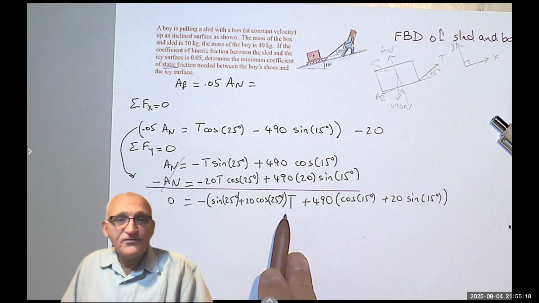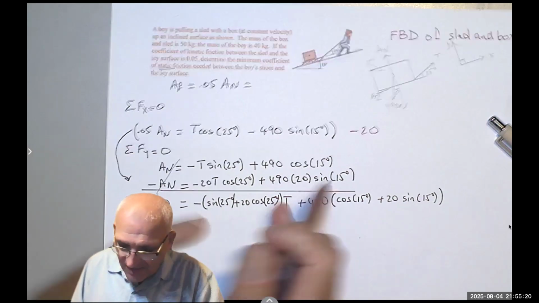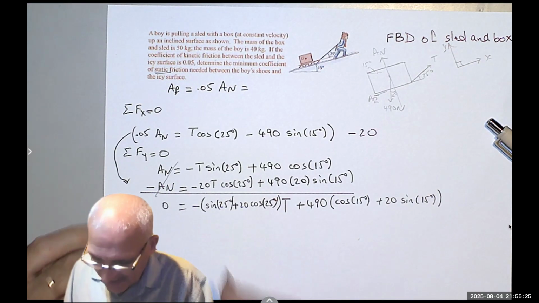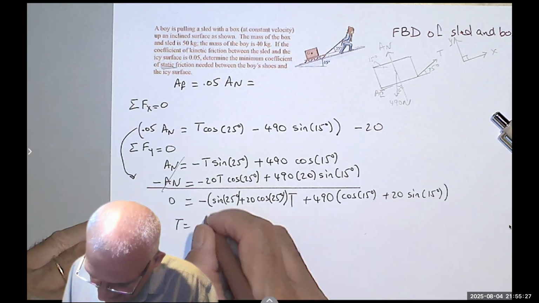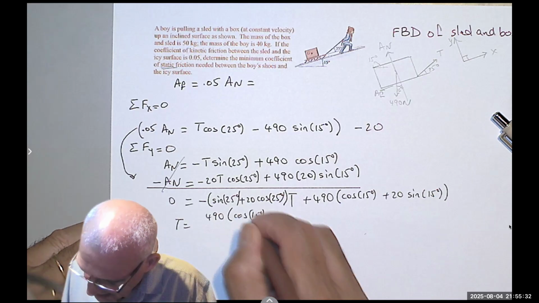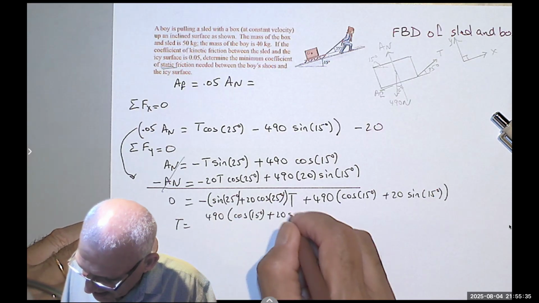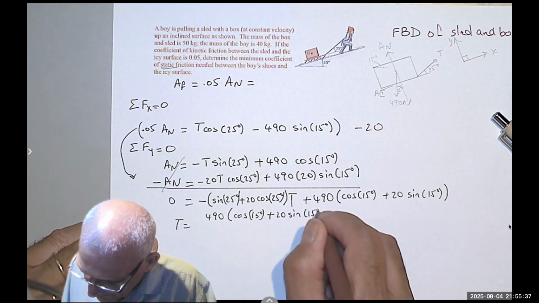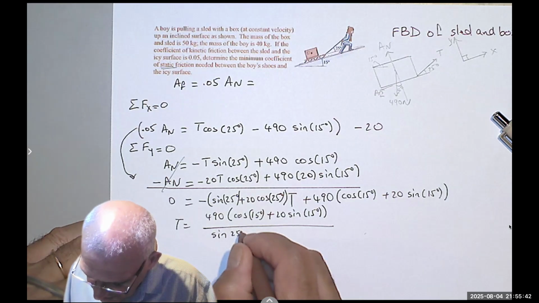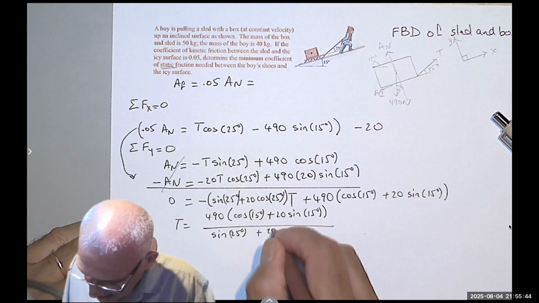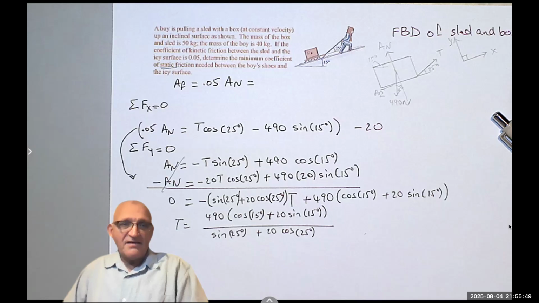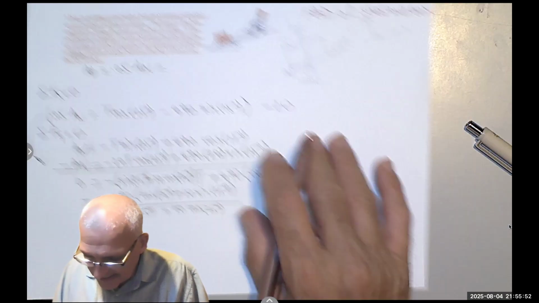Now, if I want to solve for T, I'm going to move it to the left-hand side so the negative becomes positive, and then I'm going to divide both sides by that. So I get T equals 490 times the right-hand side, cosine 15 degrees plus 20 sine 15 degrees, divided by sine 25 degrees plus 20 cosine 25 degrees. A lot of math, right? Hopefully we did it correctly.